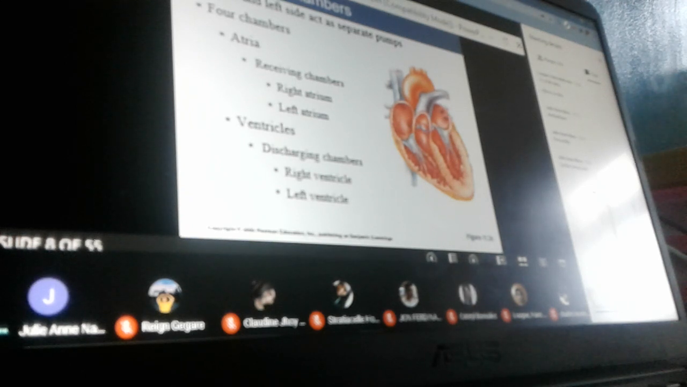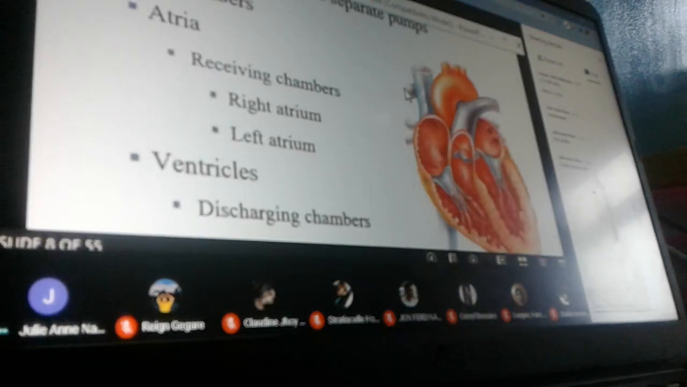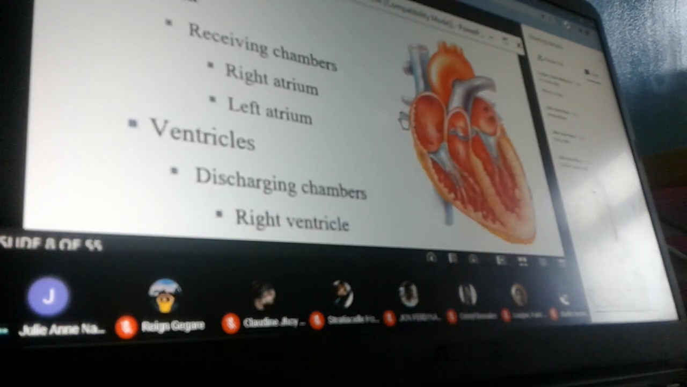Okay, now, let's talk about the heart chambers, okay? So, the heart is divided into 4 chambers. So, we have the right side and then we have the left side, okay? So, itong mga chambers na ito, class, they act as separate pumps. So, the chambers that are located superiorly, yung nasa taas, class, they are known as the atria, or atrium pag singular. So, yung mga atria, class, sila yung receiving chambers. Therefore, sila yung nag-receive ng blood papunta sa heart, okay?